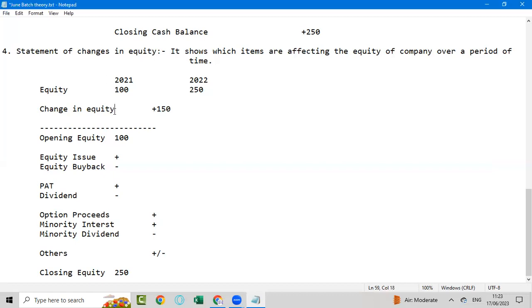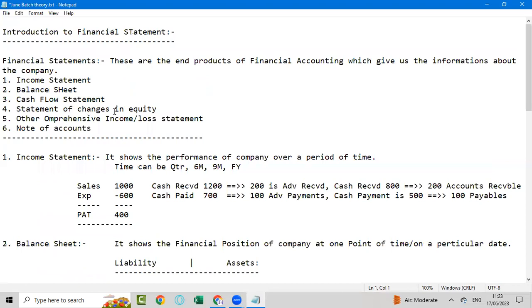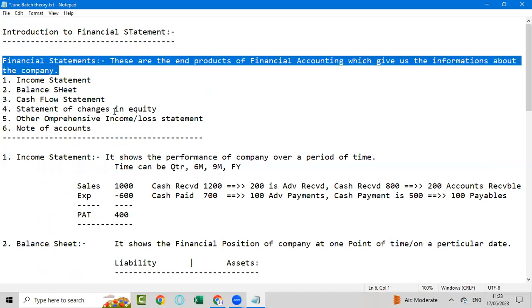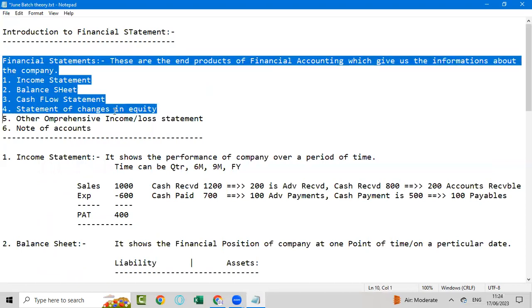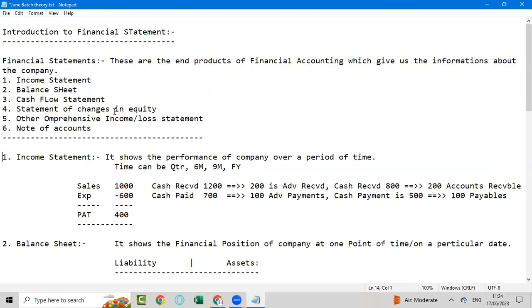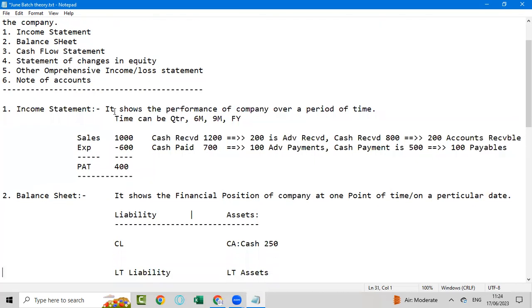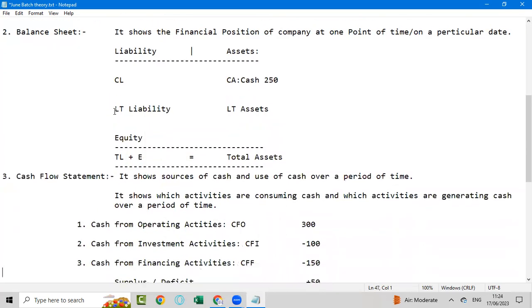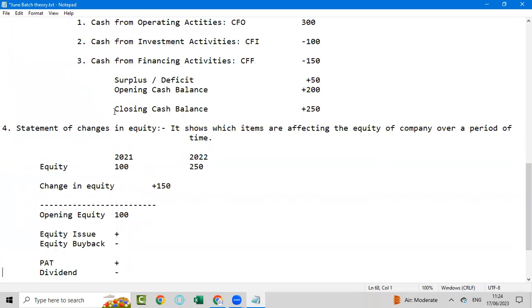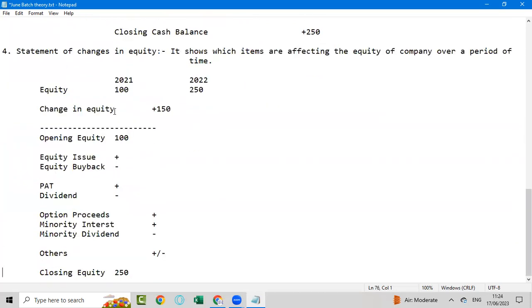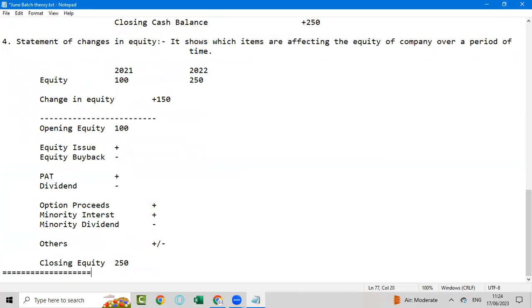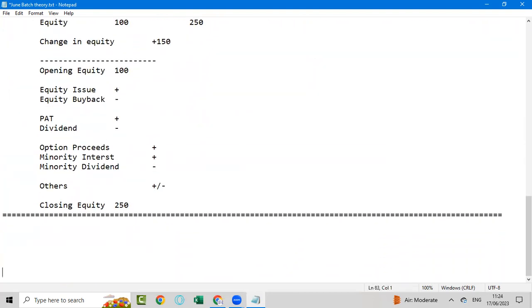So far, we discussed what a financial statement is, its definition, and the types of financial statements. We discussed every statement very briefly, in definition only. We took the definition of the income statement, balance sheet, cash flow statement, and now the statement of equity. So it is time to start the detailed discussion on all the statements.